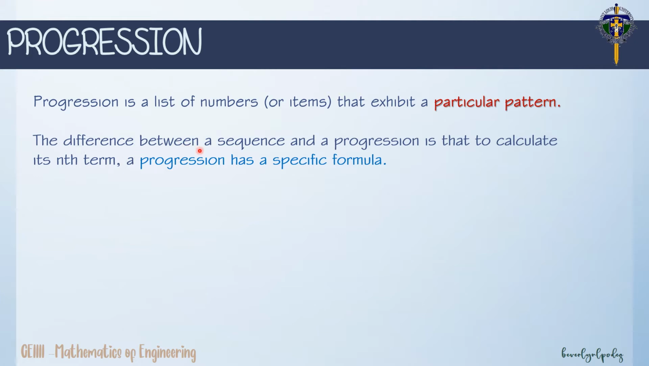The difference between a sequence and a progression is that to calculate its nth term, a progression has a specific formula. So for a sequence, when we say sequence, this does not follow a particular pattern, while a progression follows a particular pattern. A progression also, in order to calculate its nth term, has a specific formula.